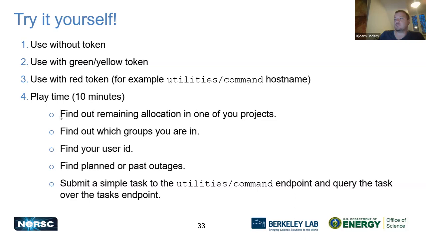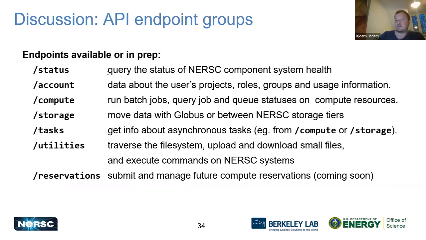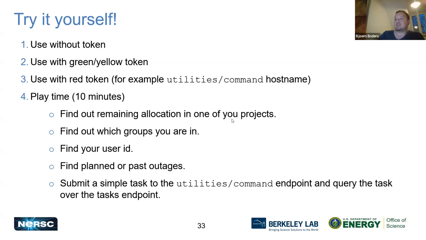If you want, go in and use the API to find a location in one of your projects, find out which groups you're in, find out your user ID, or look at planned or past outages. You could also run a simple command, like hostname or ls. Put it in, and you'll get a task back, which you can then query over the task endpoint. I think this is a bit more advanced, so you can leave that out if you're short on time. Just do the first four and take a look at it. Just play with it for now.